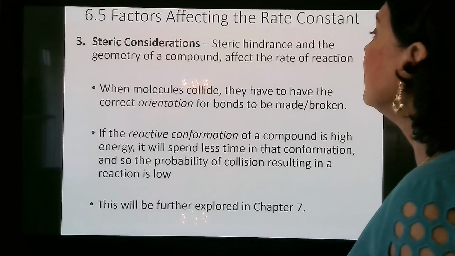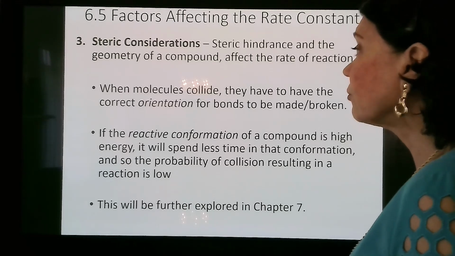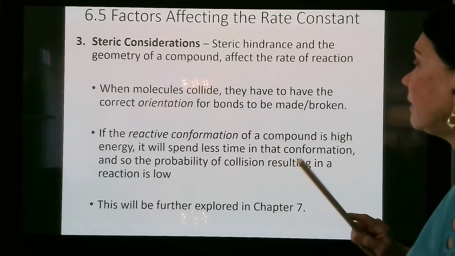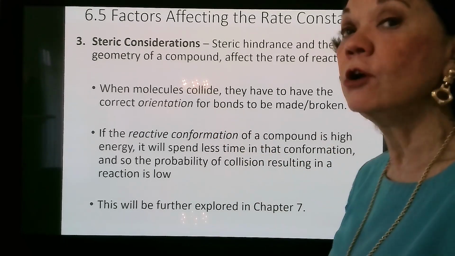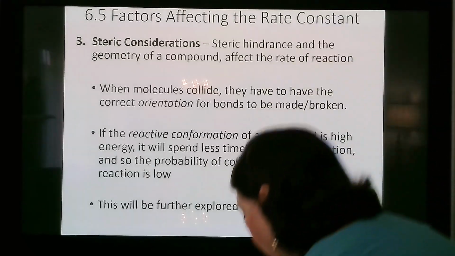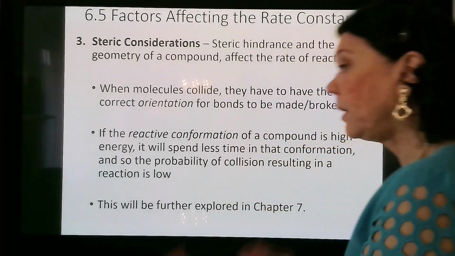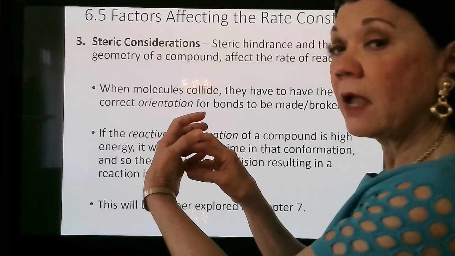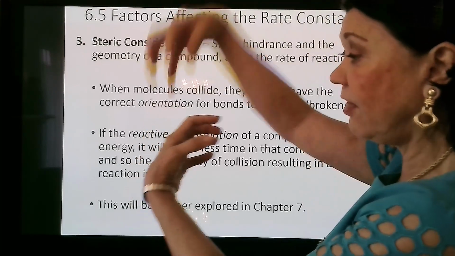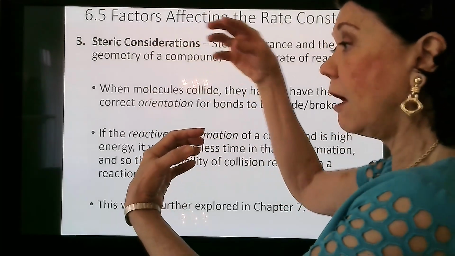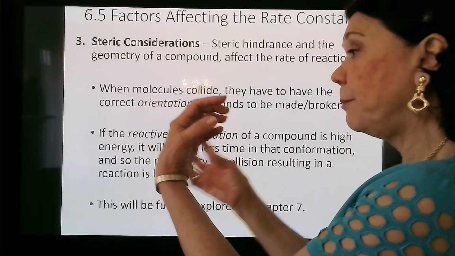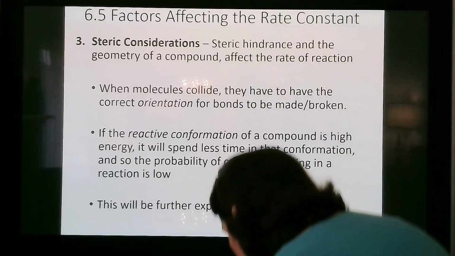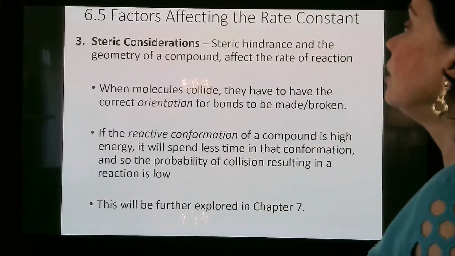Steric considerations. The steric hindrance and the geometry of a compound affect the rate of the reaction. When the molecules collide, they have to have the correct orientation. You're going to see a lot of that in the next few chapters. For example, if the molecules need to come together like this in order to react, and they come together like this and bump and collide, they bump and move away, and then finally they'll bump and come together in exactly the direction that they need to react.